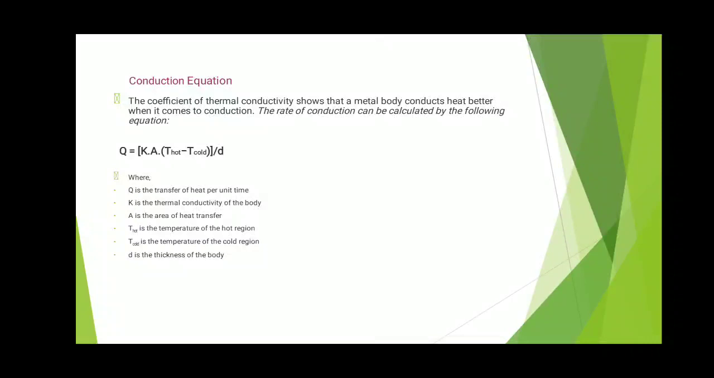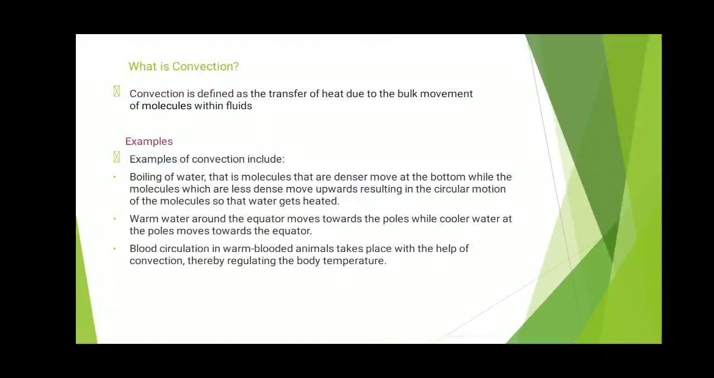Now, let's move to the second method of heat transfer, that is convection. What is convection? Convection usually takes place in liquids. Convection is the movement of fluid molecules from higher temperature regions to lower temperature regions. There are a few examples, such as boiling of water, where molecules that are denser move to the bottom while the molecules which are less dense move upwards, resulting in circular motion of the molecules so that the water gets heated. Another example is warm water around the equator moving towards the poles while the cooler water at the poles moves towards the equator.